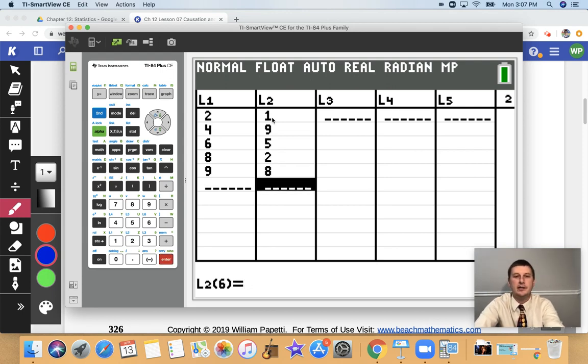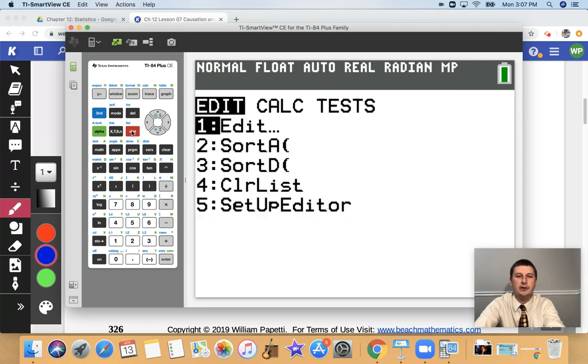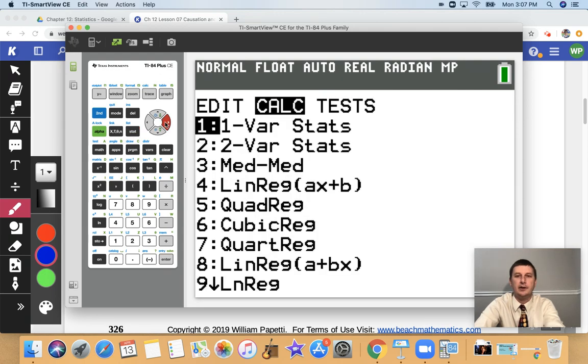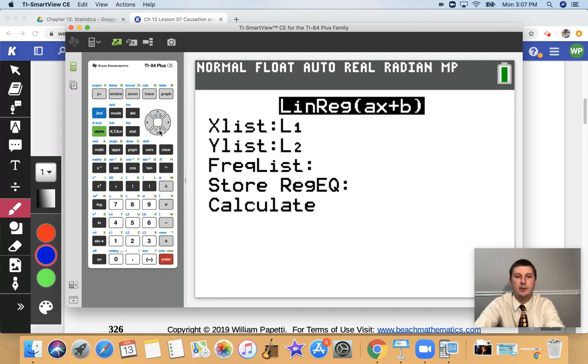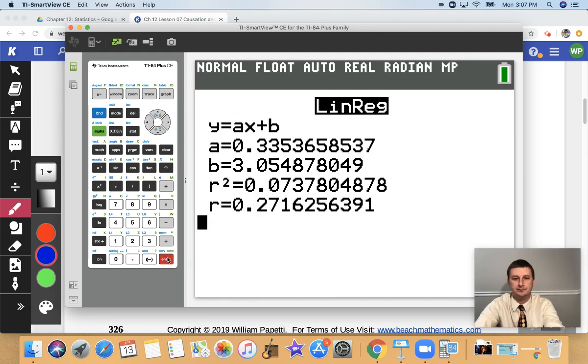And now that we have our list 1 and list 2 values, we want to go to Stat, over to Calculate, and then down to option number 4 for our linear regression. Once our R values are turned on, our diagnostic is on, they should stay on. So now when we go to Calculate, we will have R values here as well.